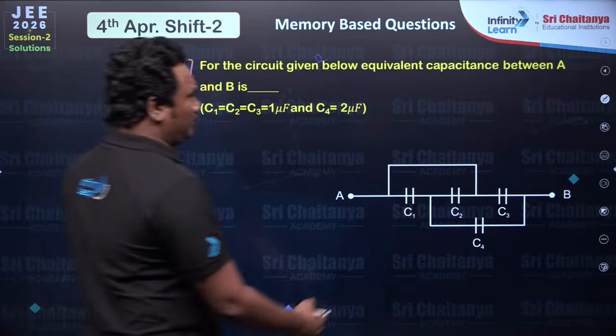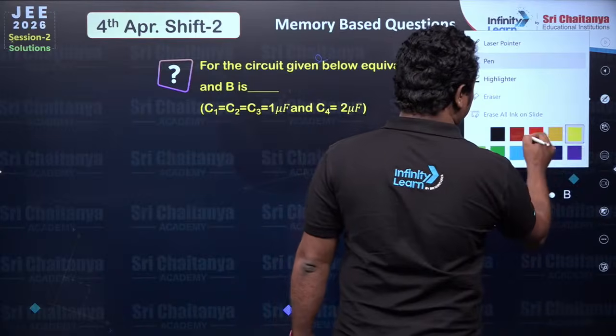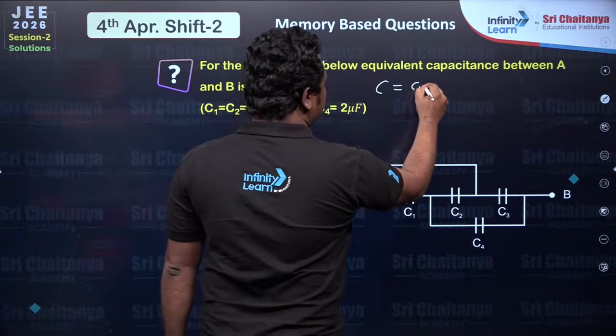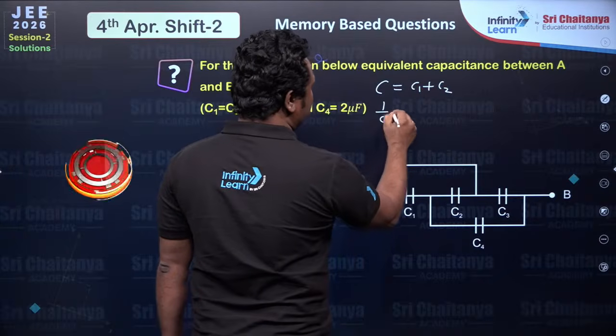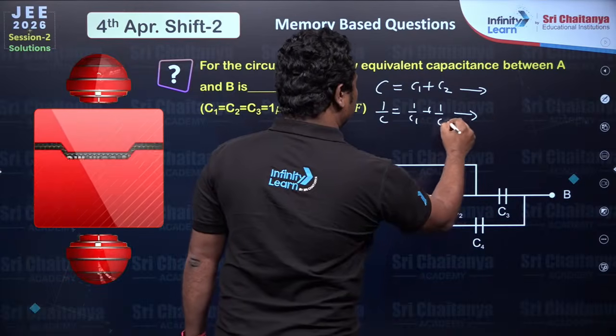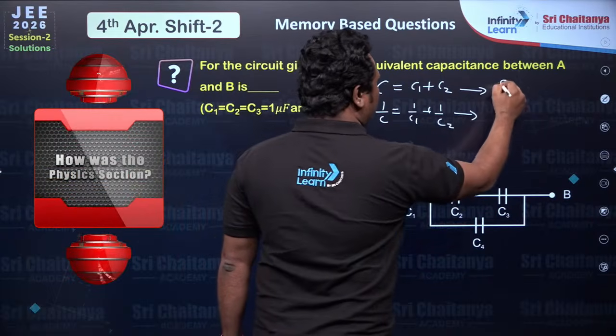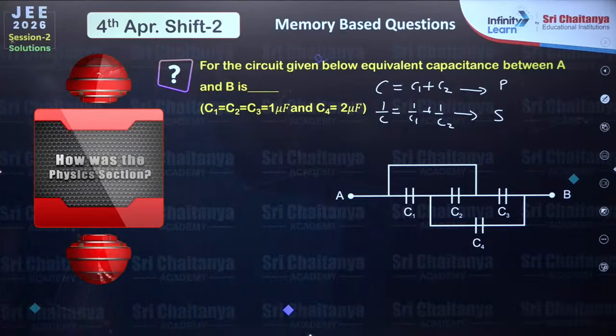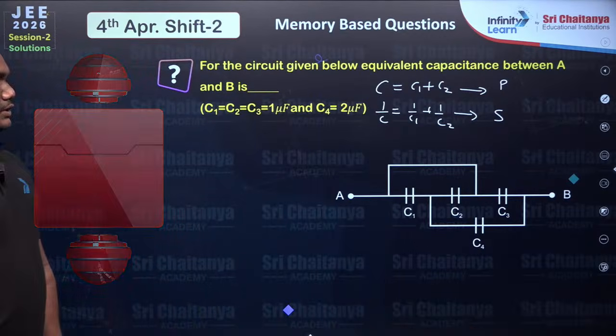So first of all, the equivalent capacitance is C1 plus C2, and 1 by C is equal to 1 by C1 plus 1 by C2. This will be for parallel, this will be for series. These are our formulas.